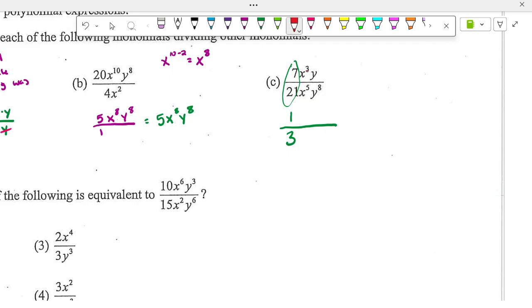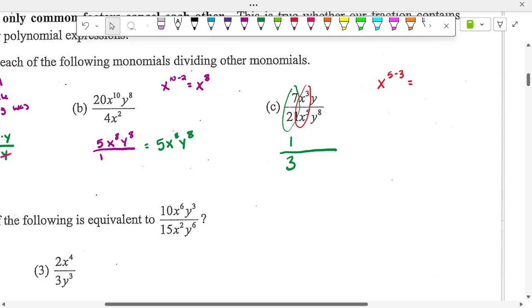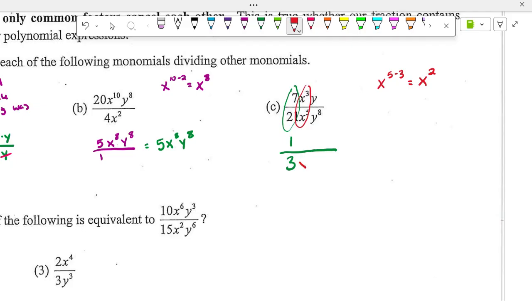Then the x's. X to the third over x to the fifth. So remember, I do big minus small, so 5 minus 3, which is what? X squared. And then I put that x squared back where the bigger one was. Where was the bigger one? Numerator, denominator. Denominator. So this would be x squared.